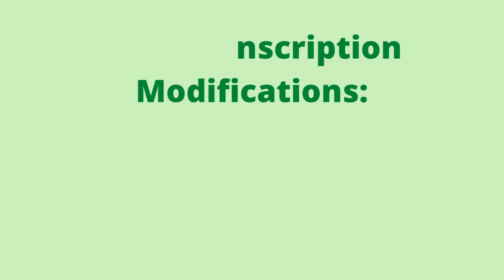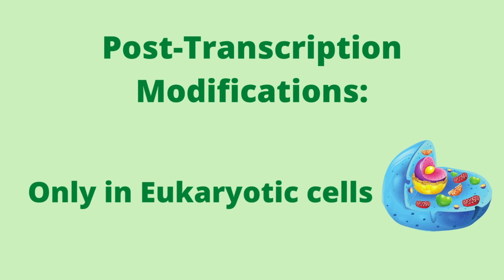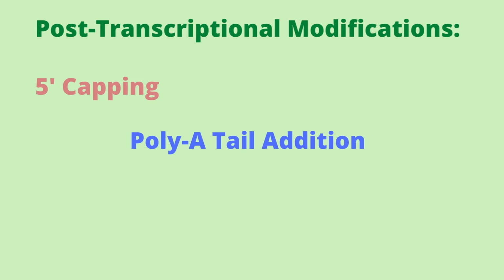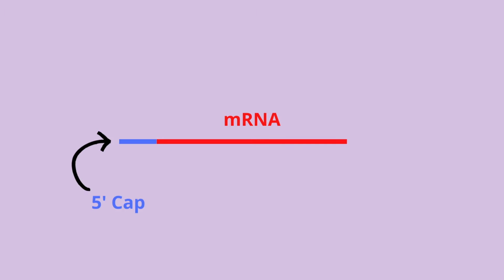After the 3 steps of transcription are complete, post-transcriptional modifications are made to the primary transcript in eukaryotic cells. The 3 modifications are 5' capping, poly-A tail addition, and splicing. A 5' cap is added to the start of the primary transcript, replacing the triphosphate group. This prevents the mRNA from being digested and allows binding to the ribosome during translation.